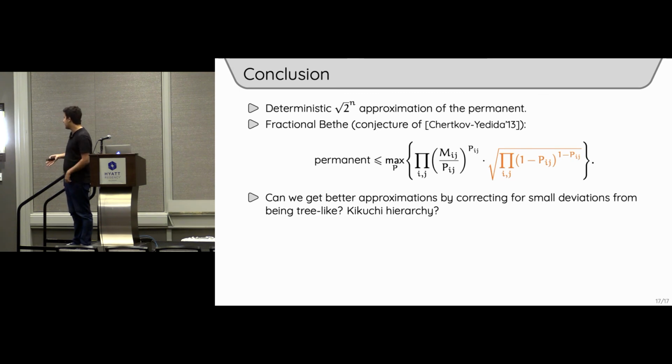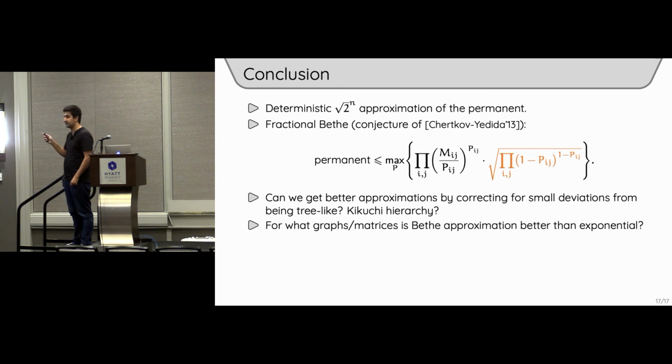There is a candidate for doing these things. There is this hierarchy of approximations, of which Bethe is one, called the Kikuchi hierarchy. We'll hear about it in the next talk. But the question is, can we do anything to get better approximations using the Kikuchi hierarchy?